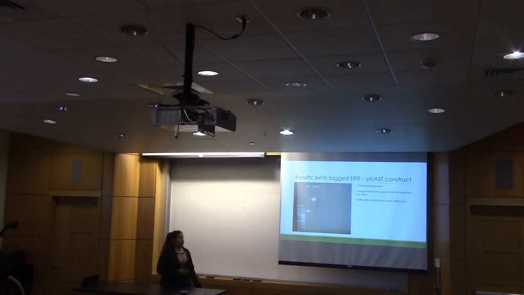So this is the result of my construct. This is a gel electrophoresis, and this is my ladder. The ladder is just a bunch of DNA of known sizes that I can compare my construct to. And the reason I did this was because I was having difficulty at first getting my construct into my vector, and I was not sure why.